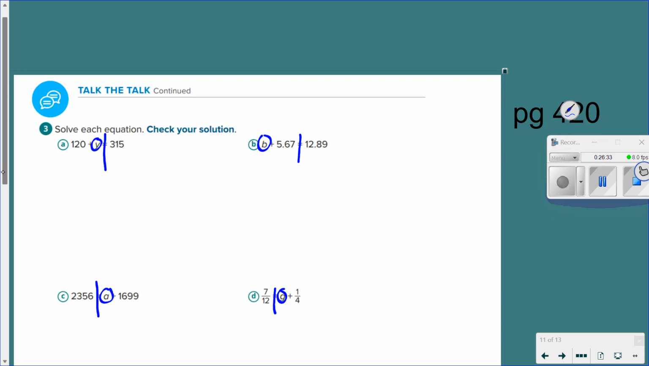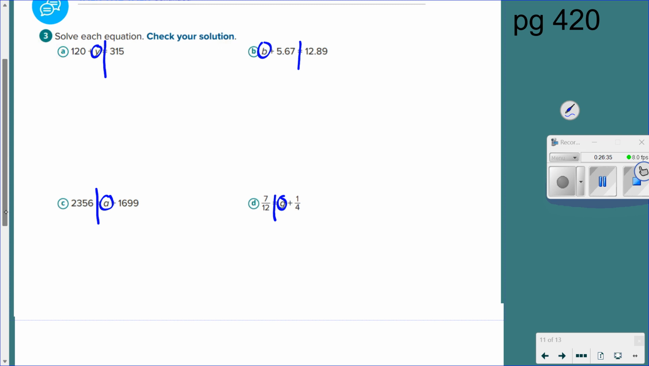But I set the first 4 up for you. The process is going to be the same in every single one. We have 2 things. We're solving and checking. So the opposite of adding 120 is subtracting 120.